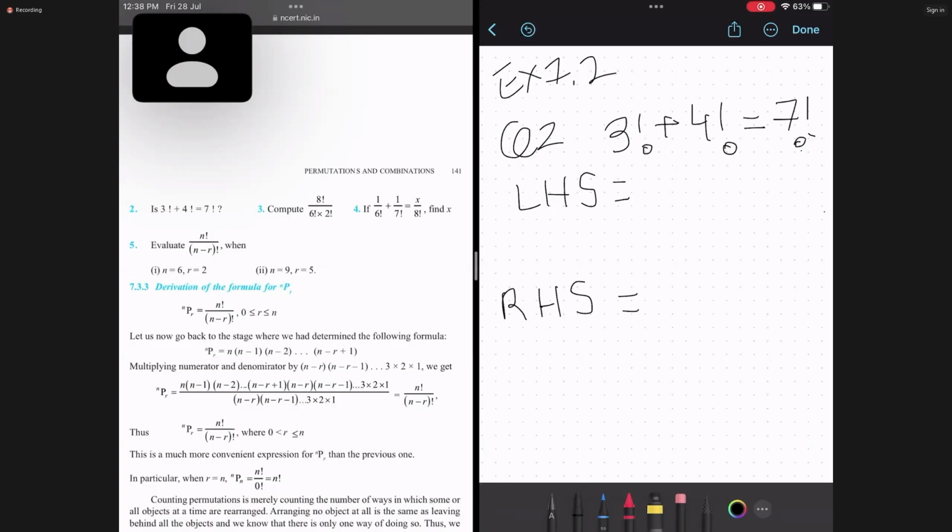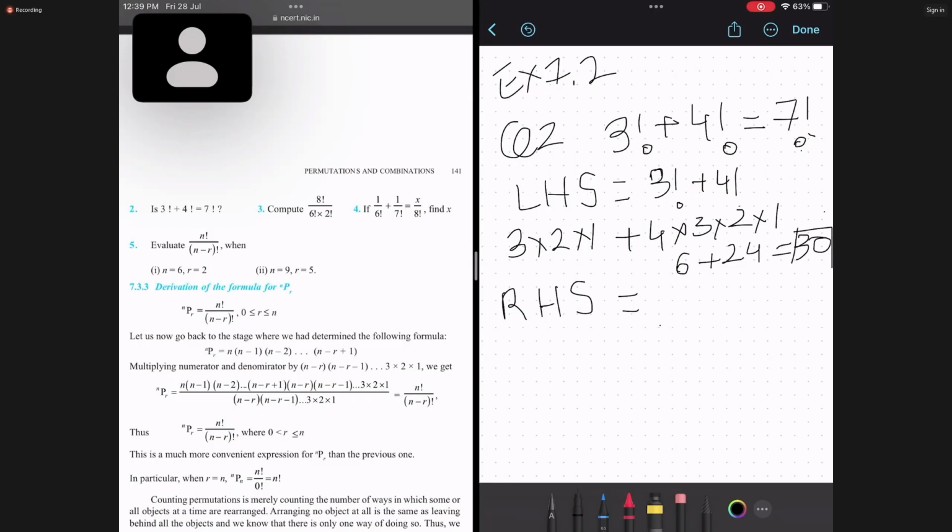But just to show your work, what you're going to do is solve the LHS, solve the RHS, and then prove that as these terms are not equal, we can be sure of the fact that 3 factorial plus 4 factorial is not equal to 7 factorial. So I'll do that for you guys. The LHS is 3 factorial plus 4 factorial. Expanding that, what I'm left with is 3 into 2 into 1 plus 4 into 3 into 2 into 1. 3 into 2 into 1 is nothing but 6, plus 4 into 3 into 2 into 1 is 24. And finally, the LHS comes out to be 30.